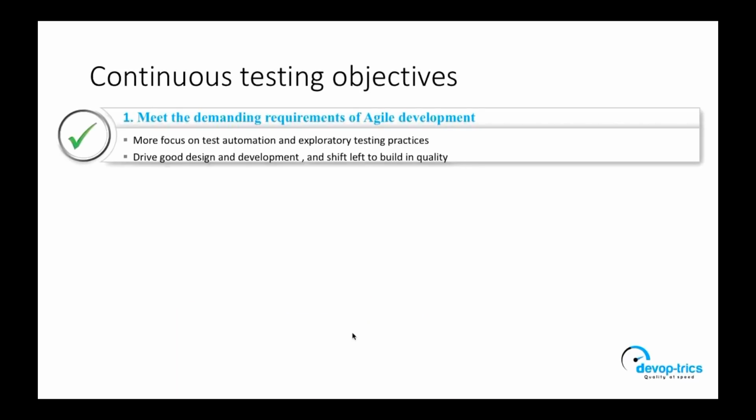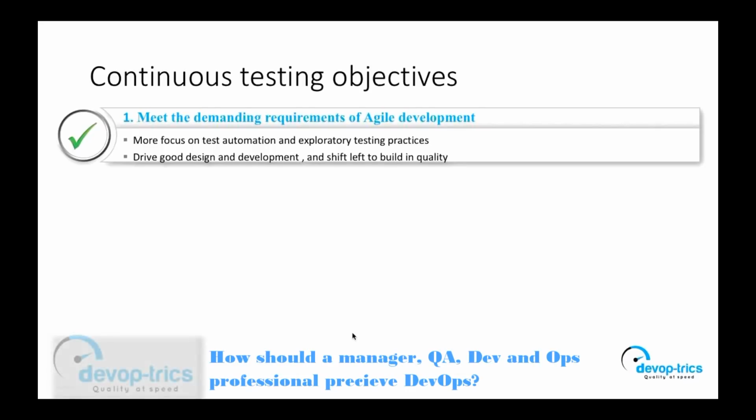So what are the objectives of continuous testing? The first point is that it must meet the demanding requirements of Agile development. Agile development has actually transformed testing in a lot of ways. Earlier we used to have very well-defined testing types, testing levels, very well articulated entry-exit criteria, a systematic, structured approach we used to follow. We used to call it the fundamental test process, and it used to run sequentially.